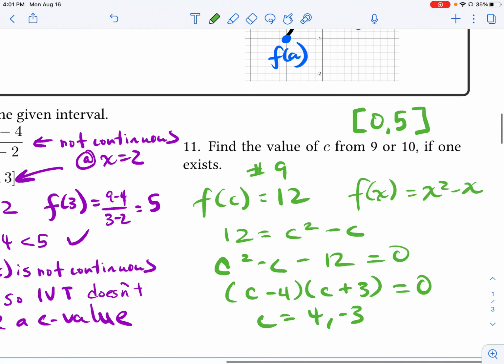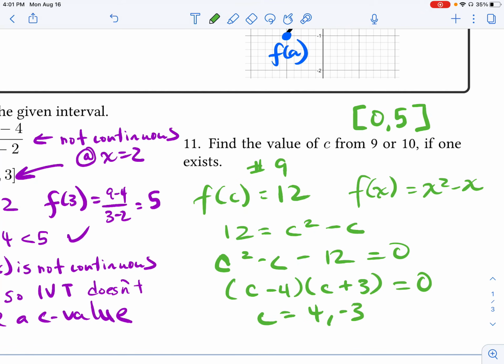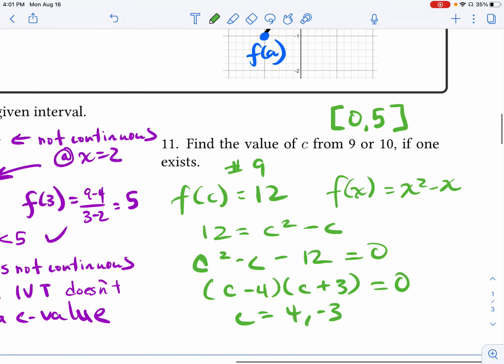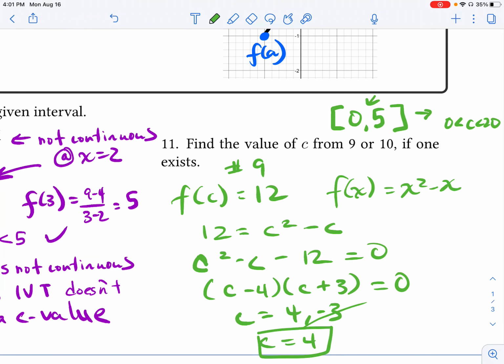Since our interval was 0, 5, and that corresponded to an output between 0 and 20, the only value that could actually work here would have to be 4. -3 could not work because -3 is not within this interval. We're finding x values. So the only value that could work is 4. C is equal to 4.